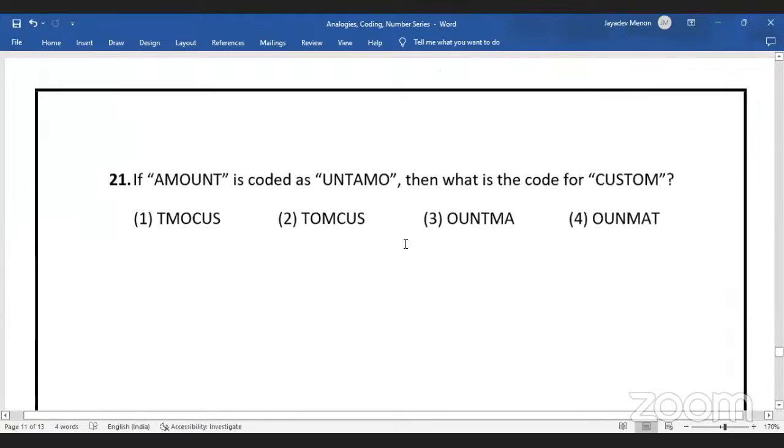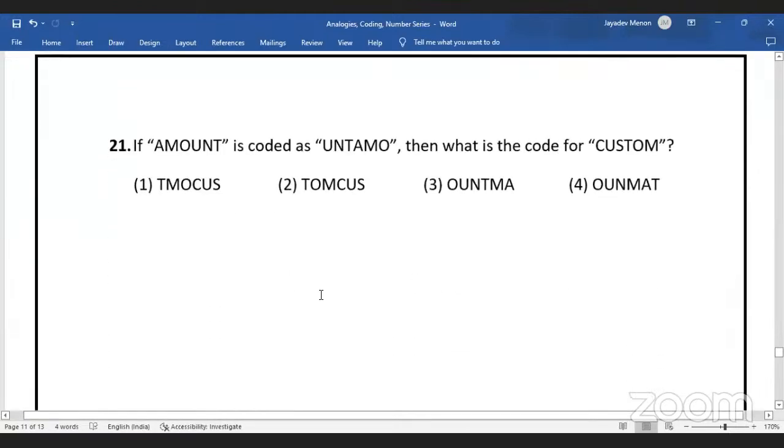Next one. Very good. Option 2 is correct.